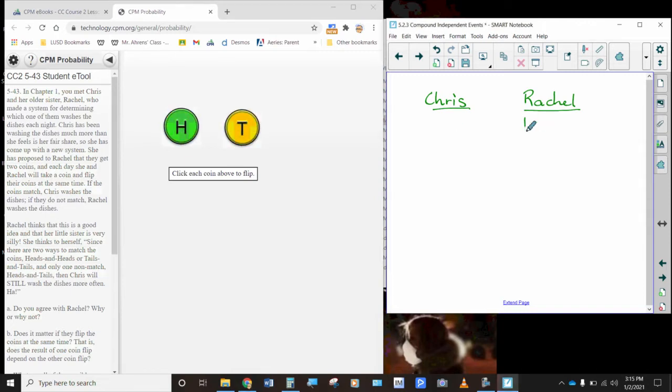They do not match, so that is Rachel. They match, that is Chris. They do not match, that is Rachel. They match, that is Chris. That is a non-match. That is a non-match. That is a non-match. That is a match. That is a non-match. And that is a non-match. So, according to this, Rachel has to do it 70% of the time. Which, once again, it's a simulation, it's experimental probability. They don't always match theoretical. Let's do it another 10 times and see if this gets closer to the actual 50% that it's supposed to be.